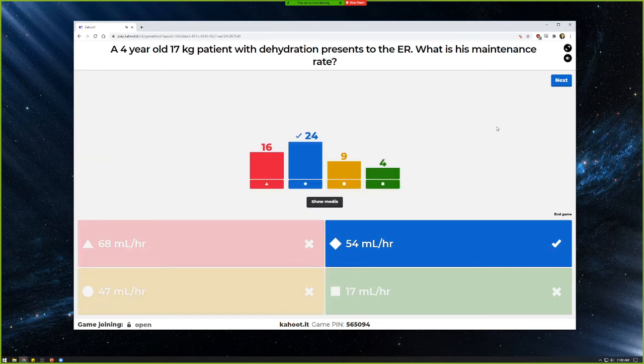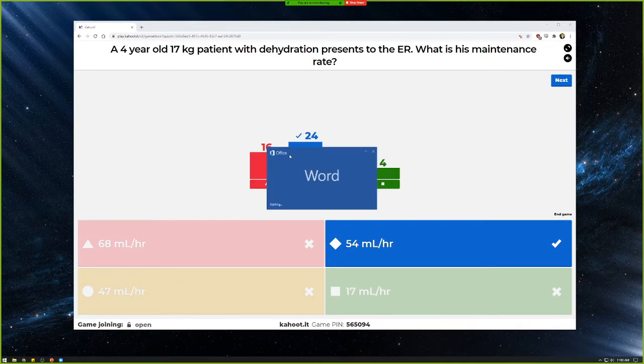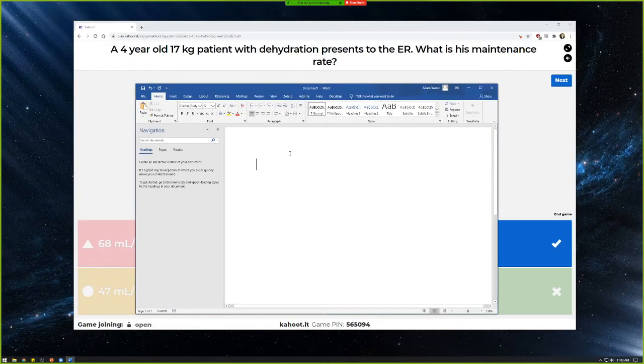All right, what do we got? All right, it's 54 mLs an hour, right? So if you recall the 4-2-1 rule, what does that mean? So if we were to look at how to do this, we have a 17-kilogram child, right? So what is that 4-2-1 rule?